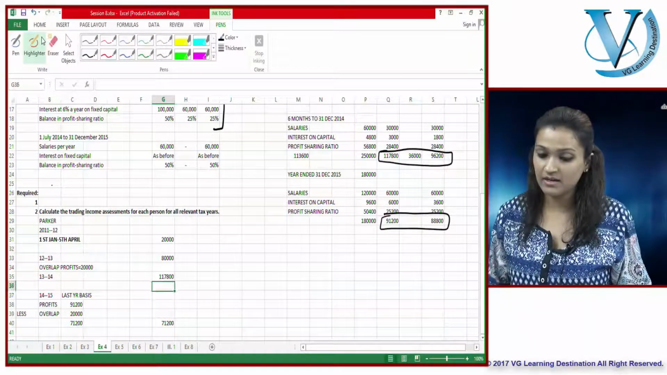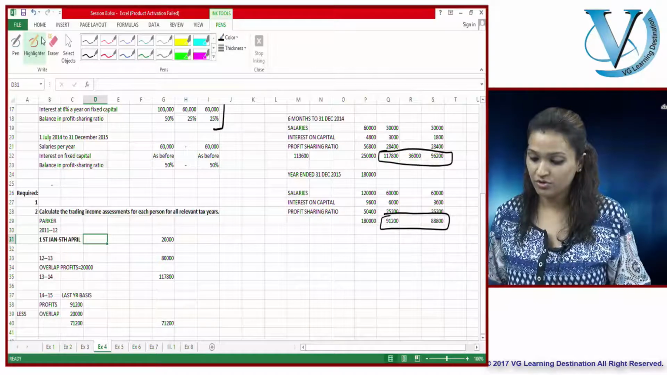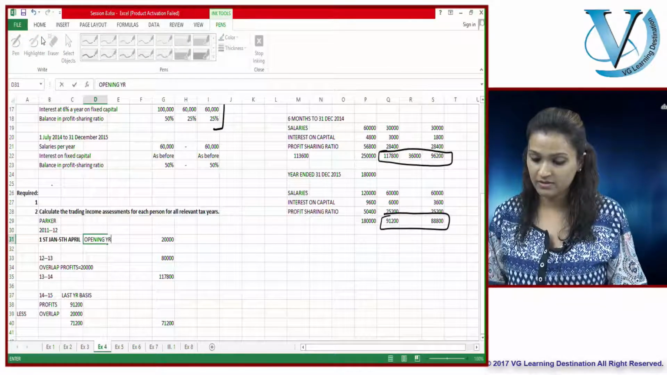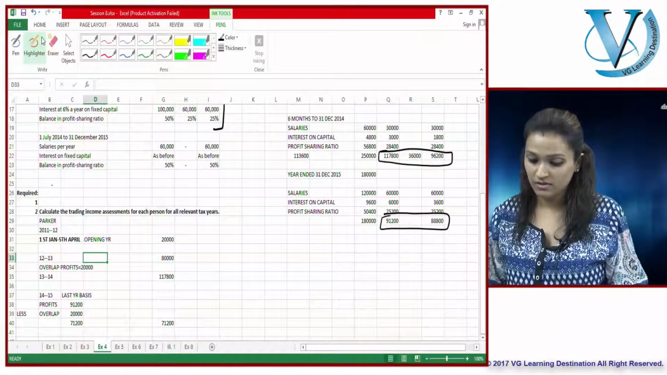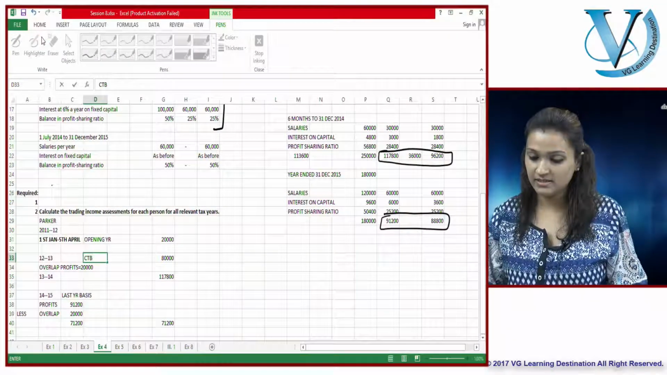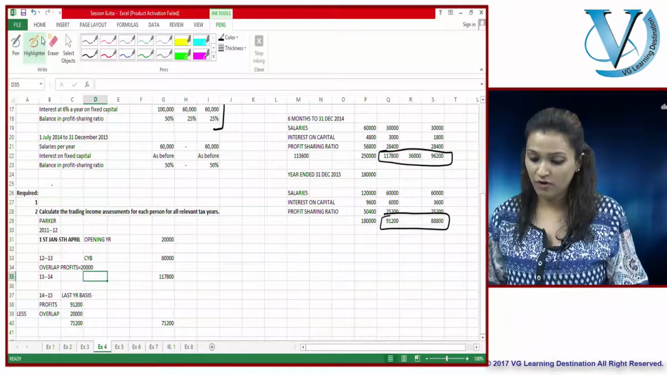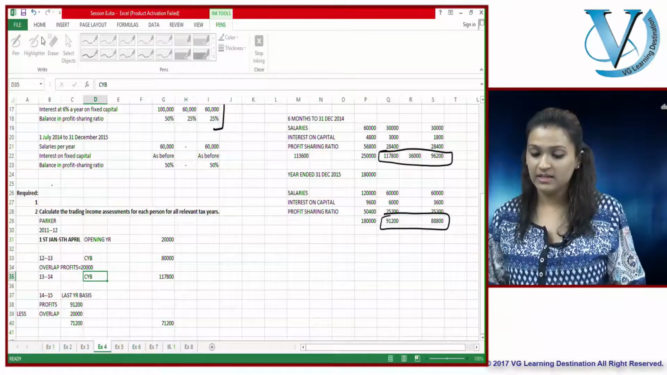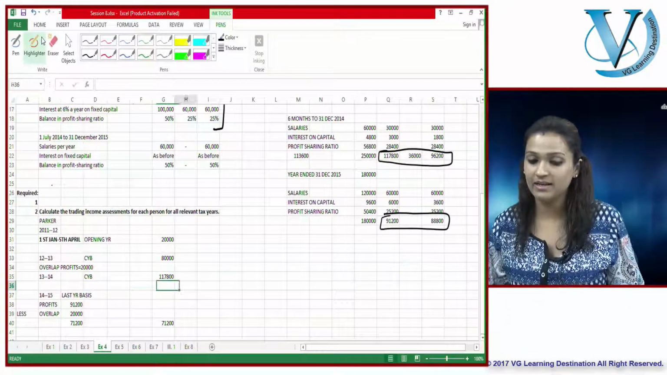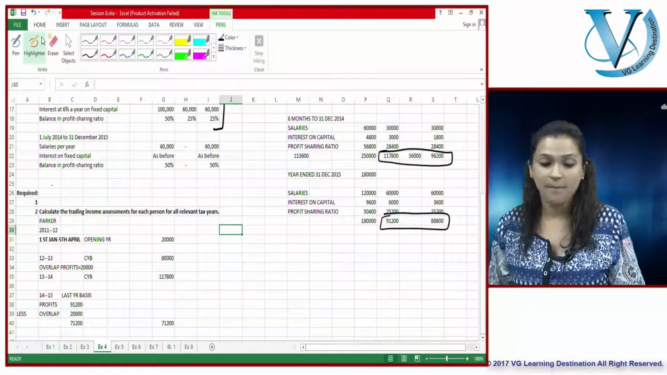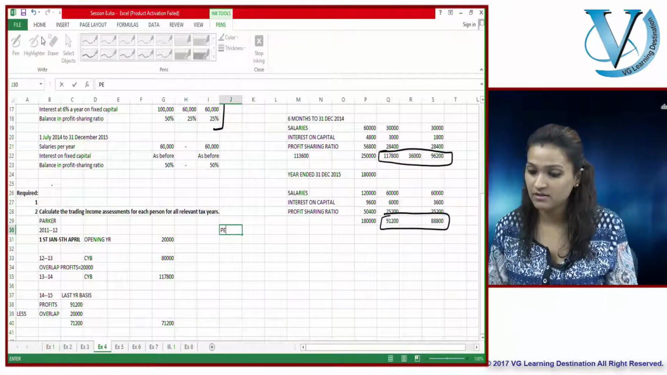So first year, what did you do? You did your opening year. Then you arrived at your current year basis. Here you followed your current year basis. Here you followed your last year basis. Similarly, let's do this for the next partner, which is Pen.